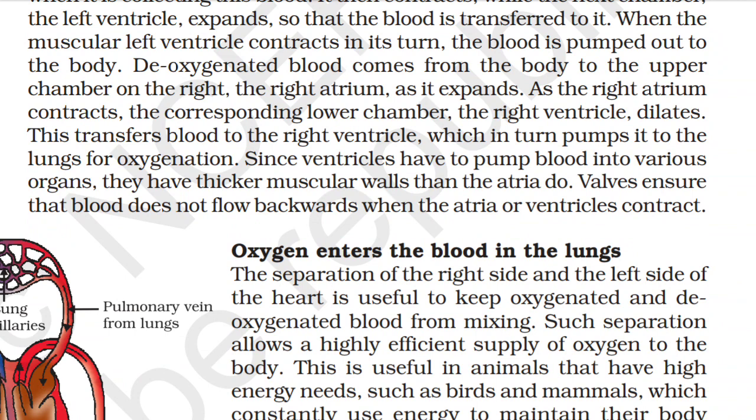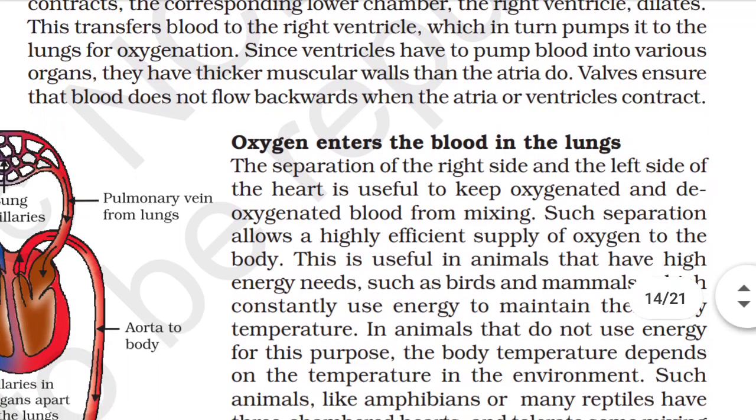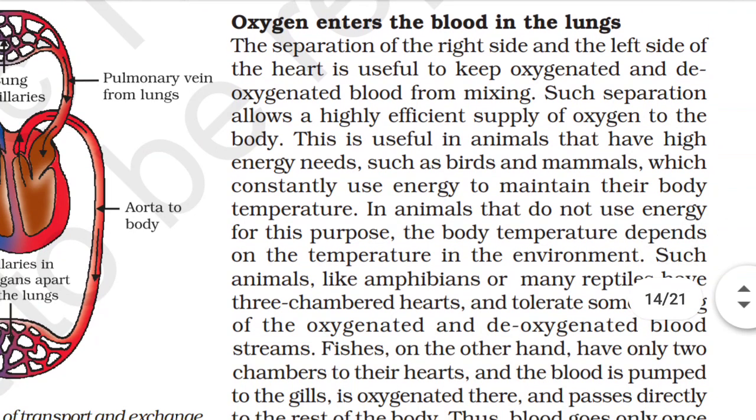This transfers blood to the right ventricle, which in turn pumps it to the lungs for oxygenation. Since ventricles have to pump blood into various organs, they have thicker muscular walls than the atria do. Valves ensure that blood does not flow backwards when the atria or ventricles contract. Oxygen enters the blood in the lungs.